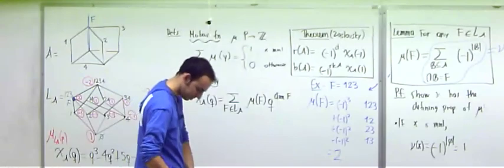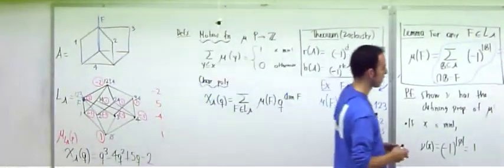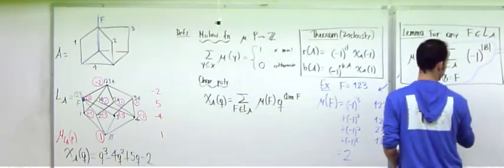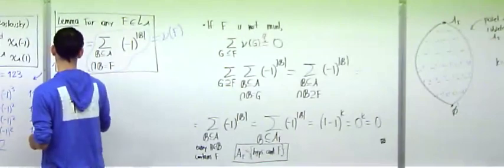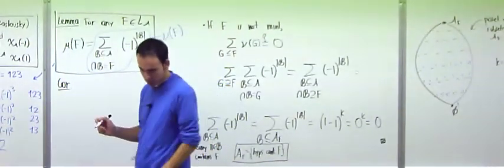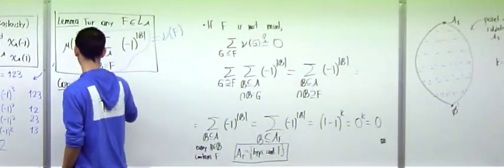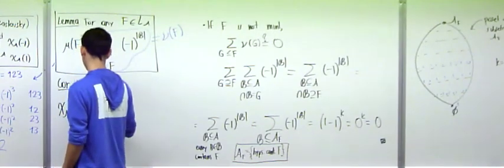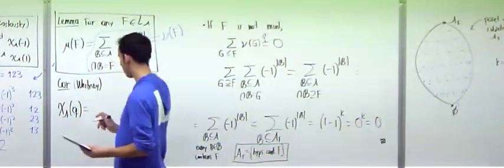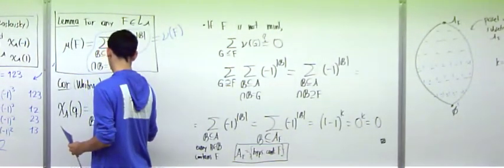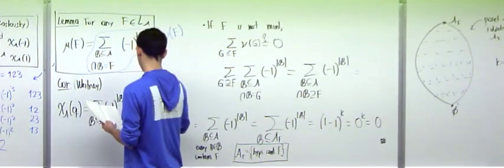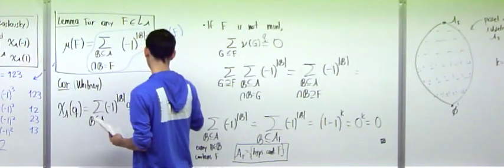Okay, so that proves this formula for the Möbius function. And from that formula, I can obtain, as an easy corollary, the following formula. This formula is due to Whitney for the characteristic polynomial. And it's given by the sum over all subsets of A of -1 to the number of elements in the subset and q to the dimension of the intersection.